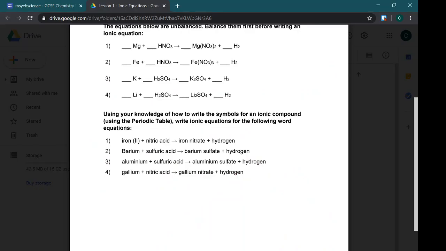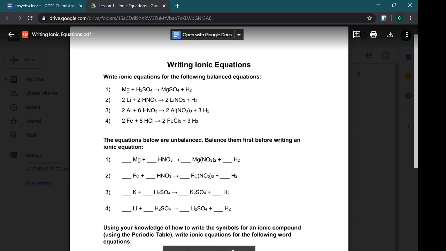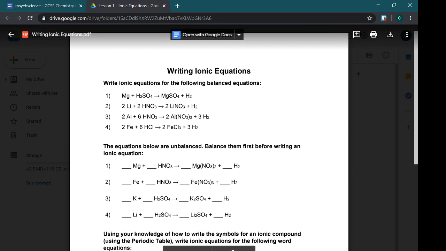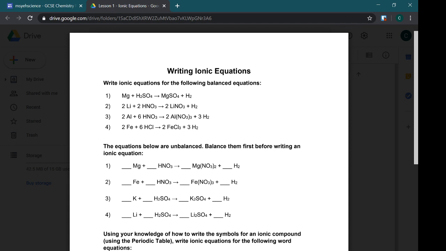The first section, just from the start, write ionic equations for the following balanced equations, 1, 2, 3, 4. Have a go at those. But I think we went over the scheduled time a little bit, so 20-minute break, and then you guys can get started. Or if you want, you can get started now.